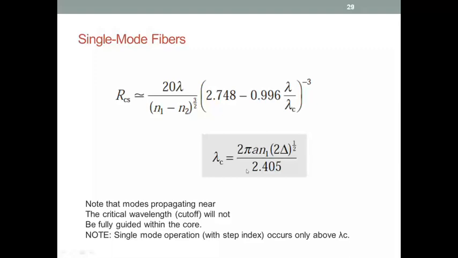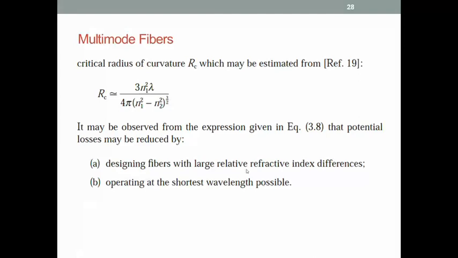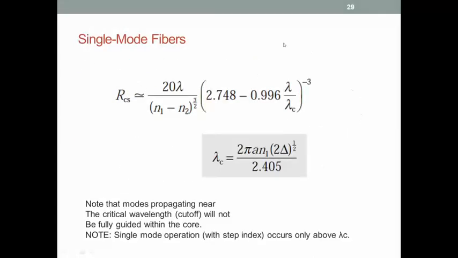Taking into consideration the single mode fiber, here it was RC, please note it is RCS. This is quite a bigger equation where we need to find out lambda c, where lambda c is the critical wavelength. So lambda c can be given by 2 pi a n1 delta to the power 1 by 2 divided by 2.405. This is one thing which you need to calculate extra when it is single mode fiber.